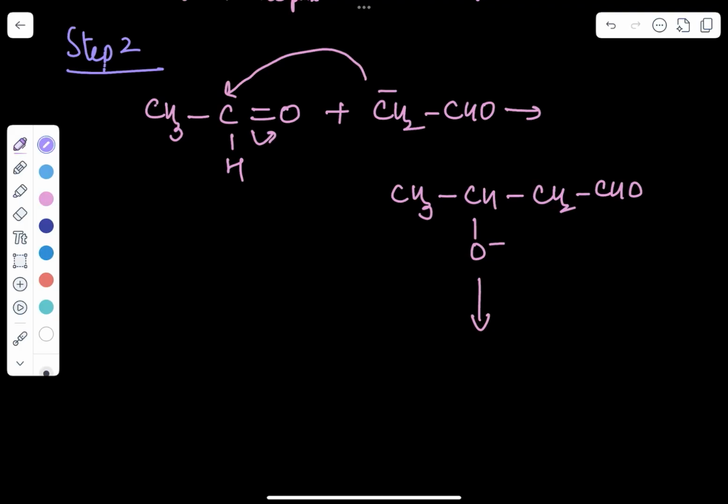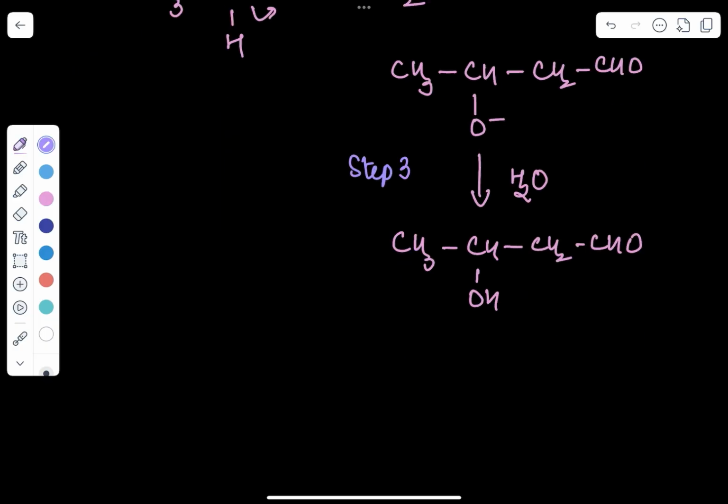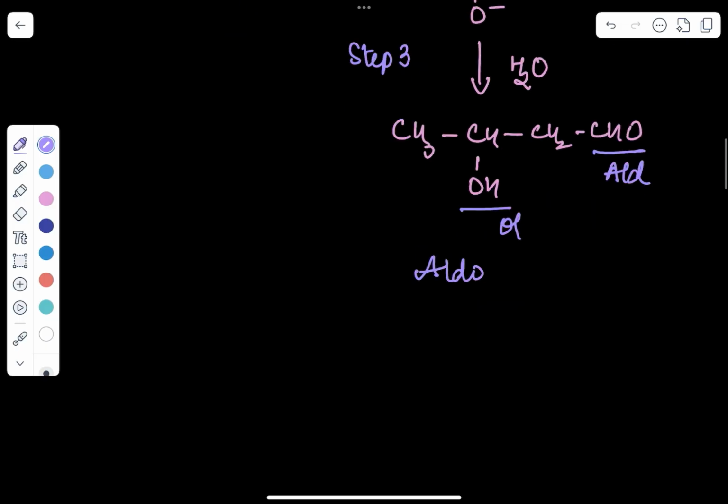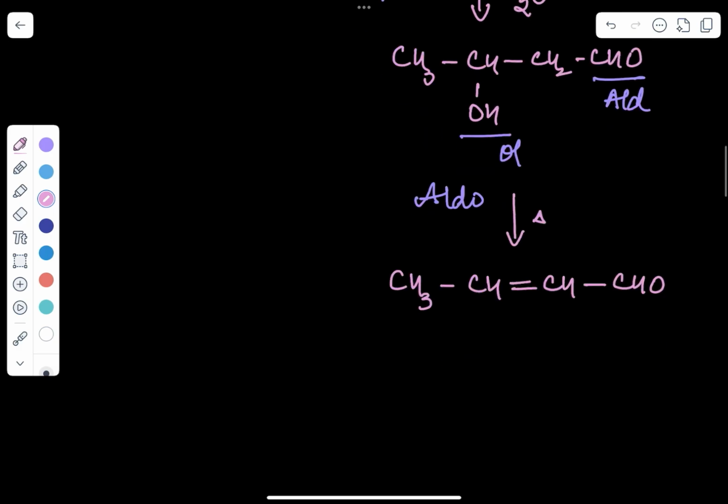Now this anion is a stronger base than water. Since the reaction is taking place in the presence of dilute alkali, it means water is already present in the reacting mixture. So it will take away H plus from water and we'll get this compound which is known as aldol. Why aldol? Because aldehyde and alcohol groups are there.